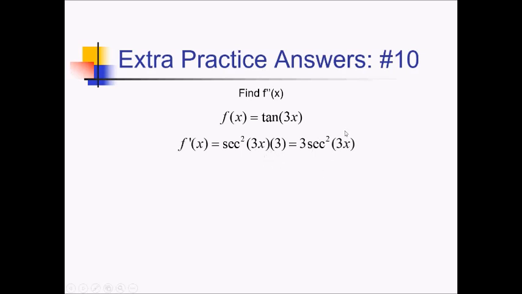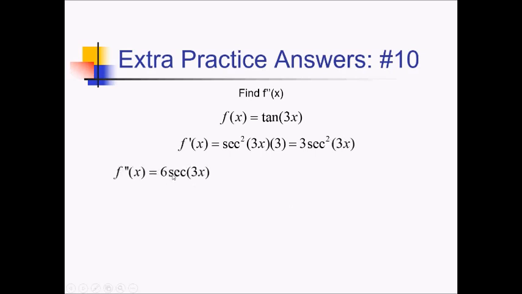Derivative of 3 secant squared of 3x. So there's an outer function here. This is a big chain rule. The outer function is squaring. I essentially have 3 times something squared. And then secant is the next function in. So derivative of 3 times something squared is going to be 6 times the something to the first power.